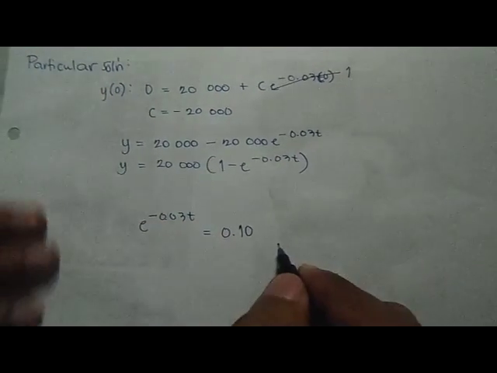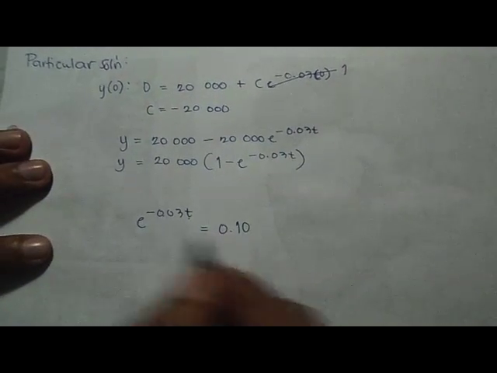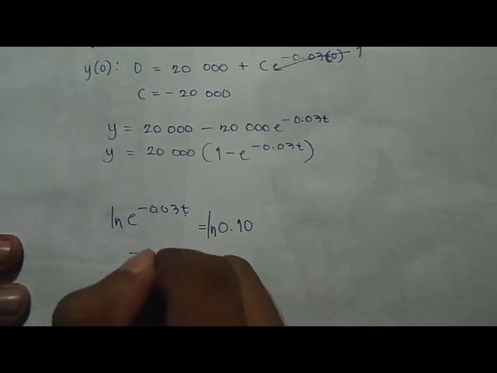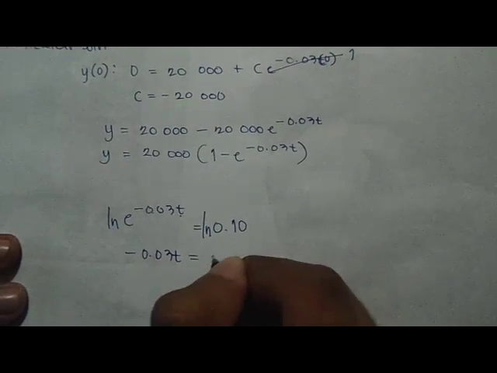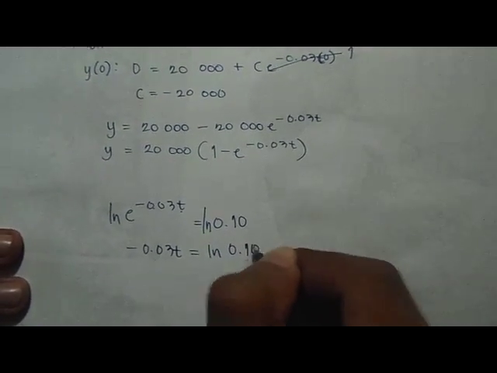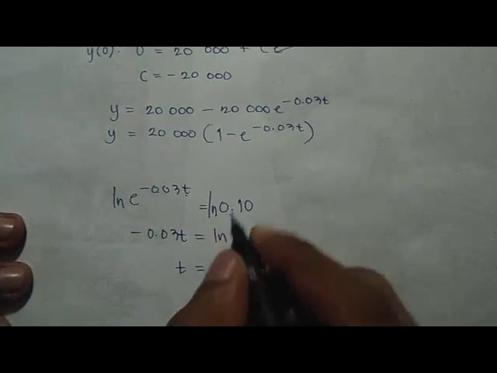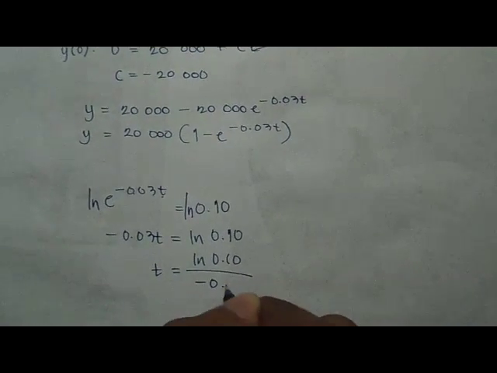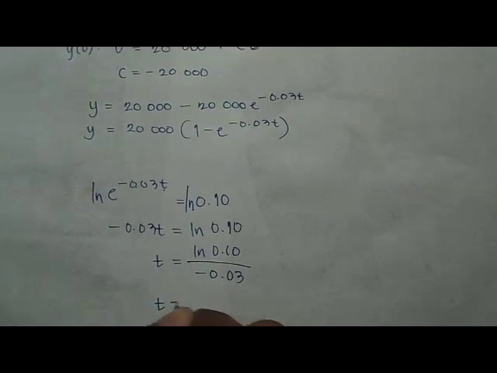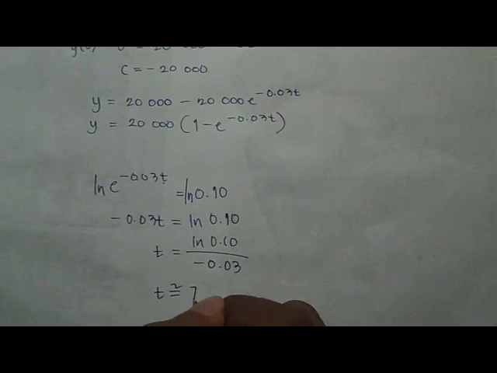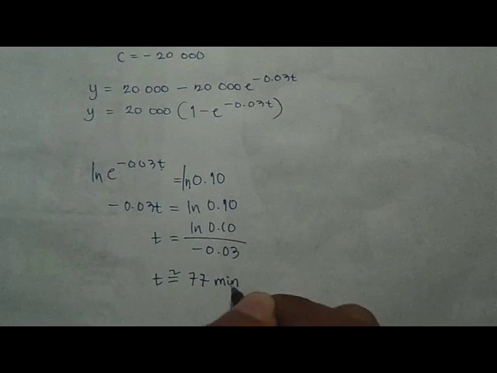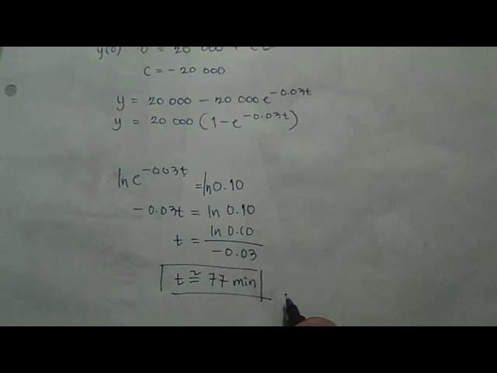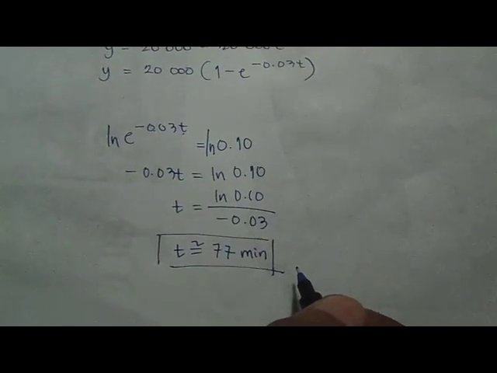For us to solve for t, we need to take the natural logarithm of both sides. So we have ln of that and ln of this one. So negative 0.03t is equal to the natural logarithm of 0.1. Solving for t by simple mathematics, we have ln of 0.10 all over negative 0.03. We can solve it, which is approximately 77 minutes. So therefore, it will take 77 minutes for 90% of the air to become fresh.